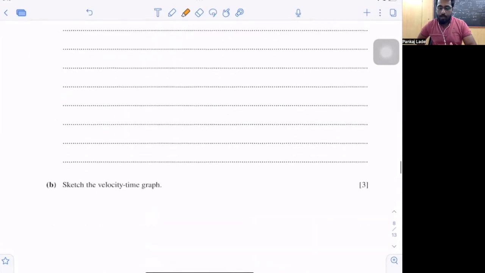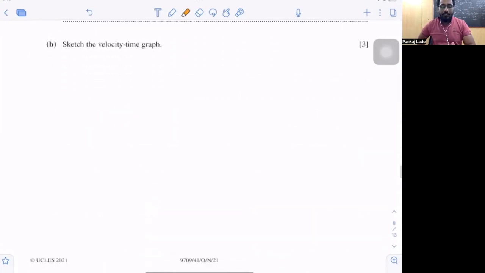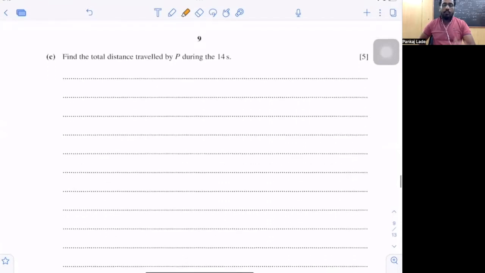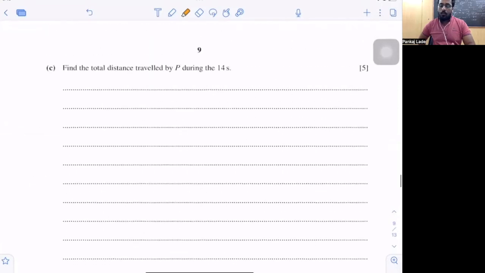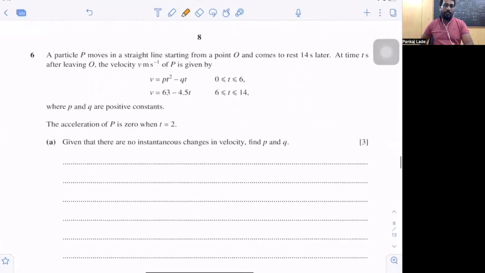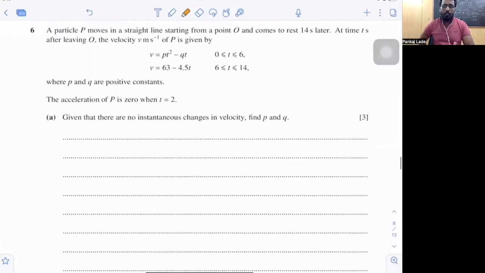That's for 3 marks. Sketch the velocity time graph. That's for another 3 marks. Find the total distance traveled by P during the 14 seconds. That's for 5 marks. So students, a pretty big question. 5 marks, 3 marks, and 3 marks. So that's 11 marks again. So let's begin solving the question.